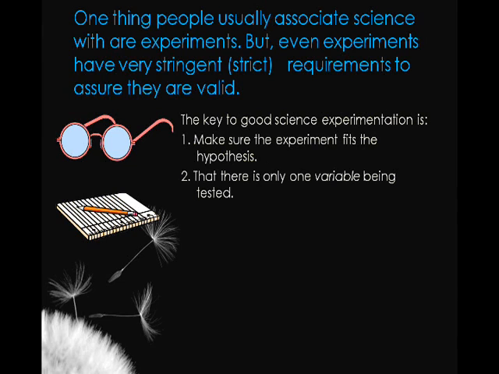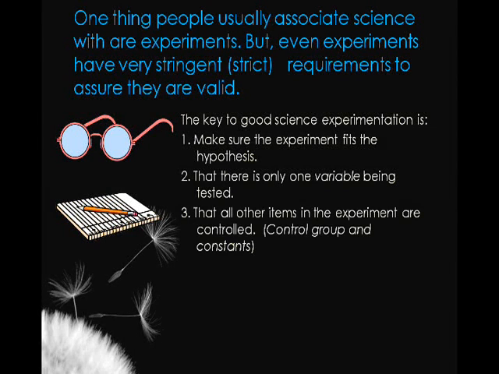Second, there's only one variable being tested, and that one variable is our independent variable. So we're not going to want to vary the colors of light and amounts of water and the time that they're under that light. We want to keep everything the same except for that one independent variable. Those things that are the same are called constants. So all other items in the experiment are controlled. There's not a lot of variables, there's only one, and everything else remains the same.